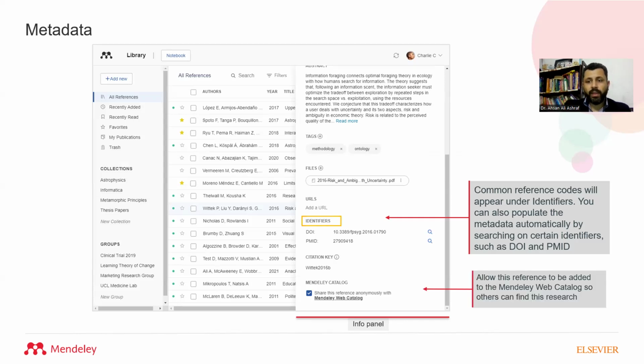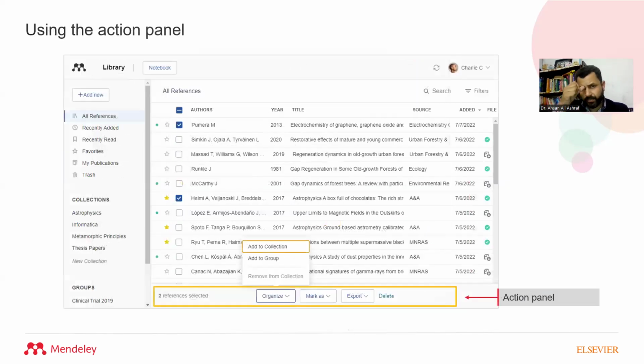And also, it can be in the Mendeley catalog. Other people can also find this research, which is known as the Mendeley web catalog. So it's also known as the info panel that can be used by other researchers.